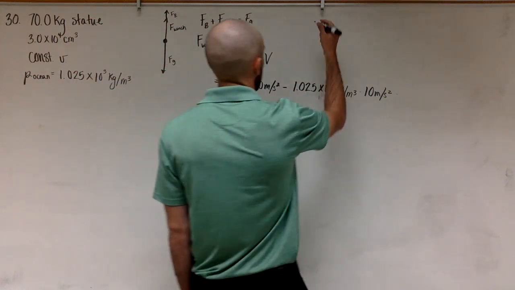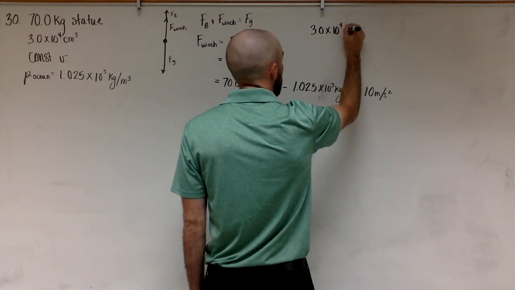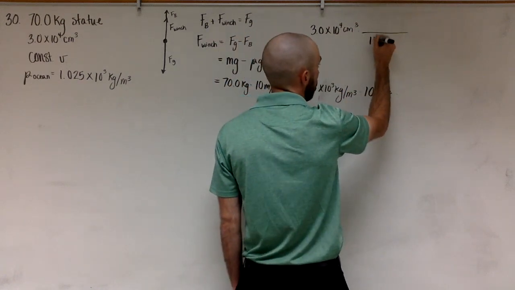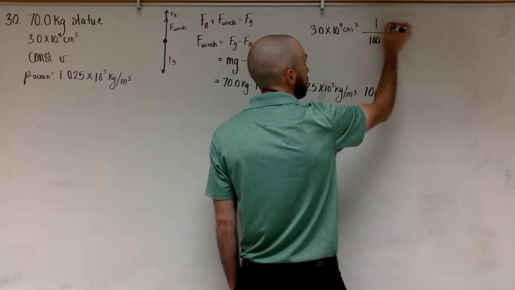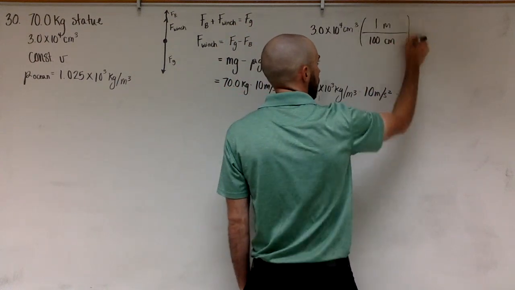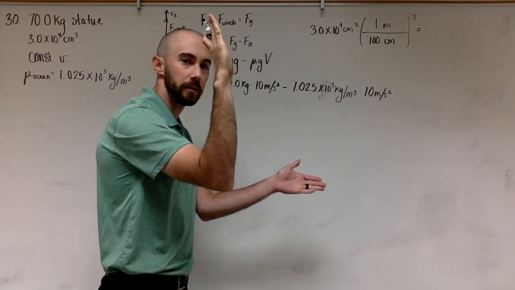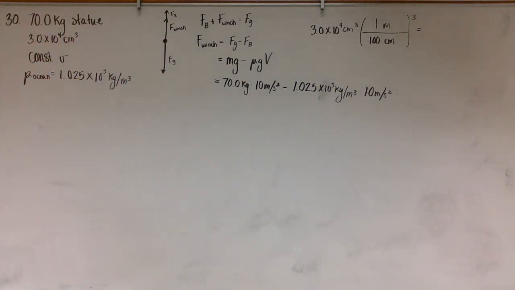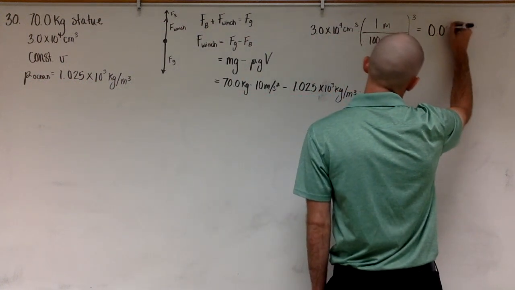So a shortcut that I like to use with this, we have 3.0 times 10 to the fourth cubic centimeters. Instead of trying to do the conversion, what I just do is there are 100 centimeters per 1 meter that I'm trying to cancel out. But again, I want to get to cubic, so all I do is I just cube it. There's 100 centimeters this way by 100 centimeters this way by 100 centimeters that way. So when I plug all that in, I find that my volume should be around 0.03 cubic meters.